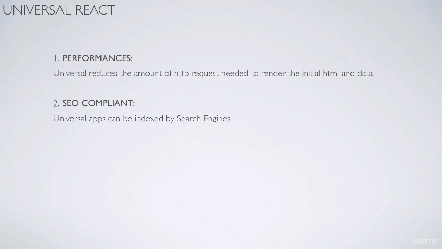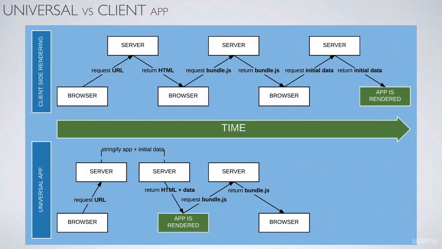To better understand the differences between client rendered and universal app, let's look at this diagram. In a fully client rendered app, the browser requests a URL. The server responds returning the HTML. Then the browser will request the bundle.js. The server will return it to the browser, and at this point, the browser will request the initial data required by the app component, and finally, the server will respond providing the data from the API, and the page is rendered to the user.